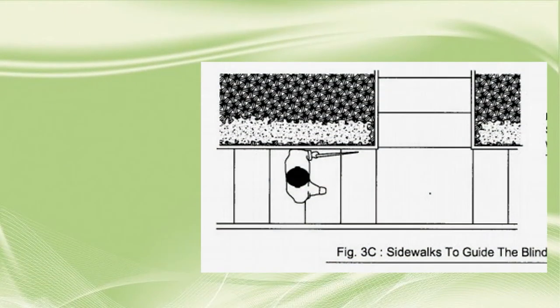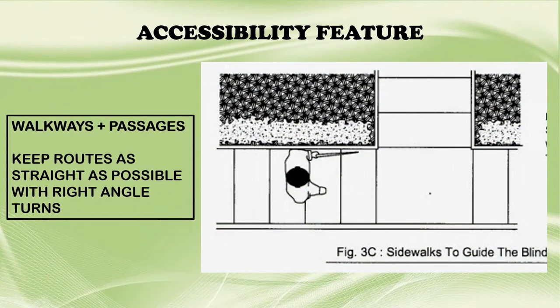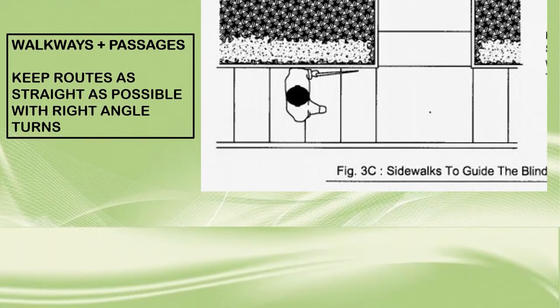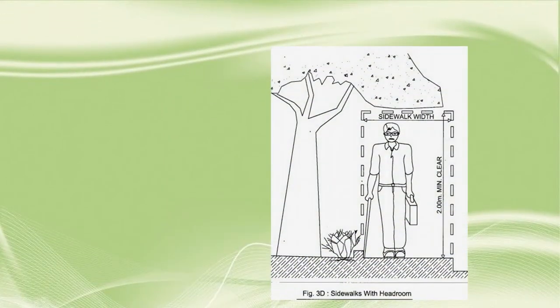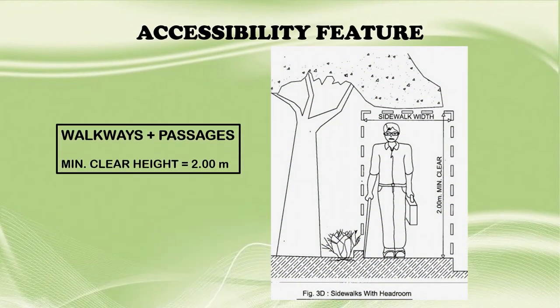To guide the blind, walkways should follow straightforward routes, if possible, with right angle turns. Minimum walkway headroom, 2 meters. Adjacent plantings, street furniture, bollards, signposts, columns, etc. should not obstruct walkways or reduce them to less than the minimum required clearances.